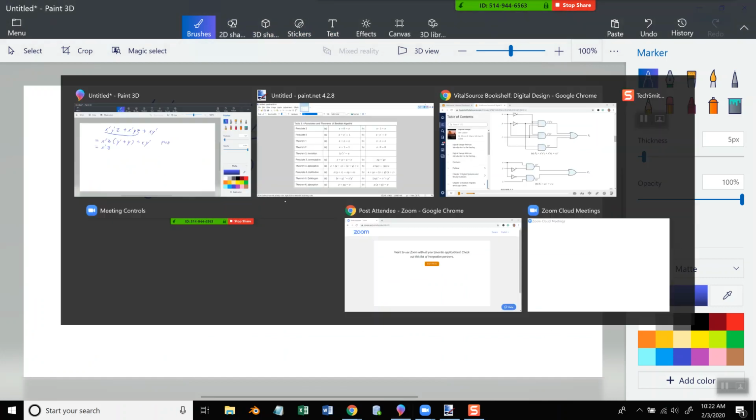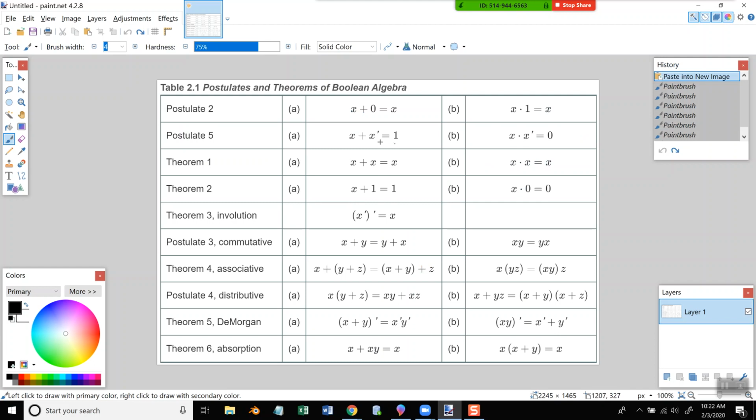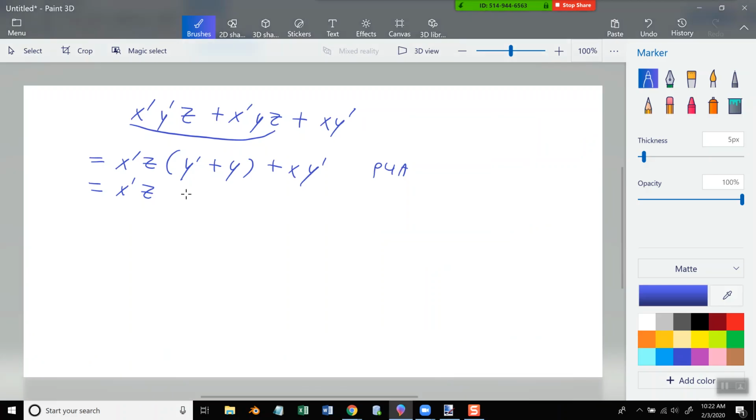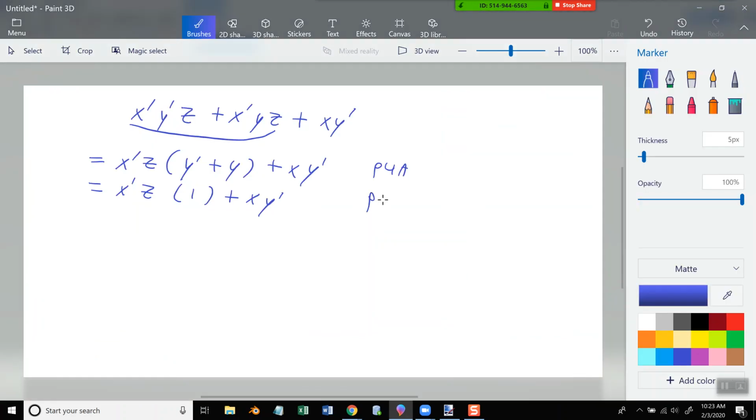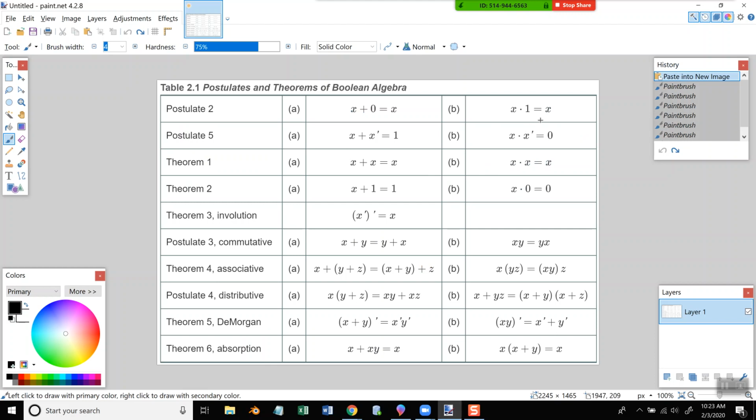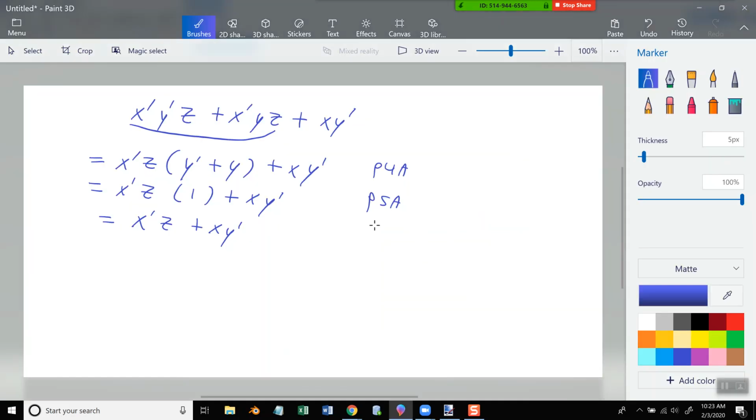Then y prime plus y, I could flip it around, but basically if you've got an OR between them, an add, that becomes a 1. And that's from postulate 5a, right? Yeah, postulate 5a. And a 1 disappears. And that's from postulate 2b. And I don't see anything else. Maybe that's a simplified version.